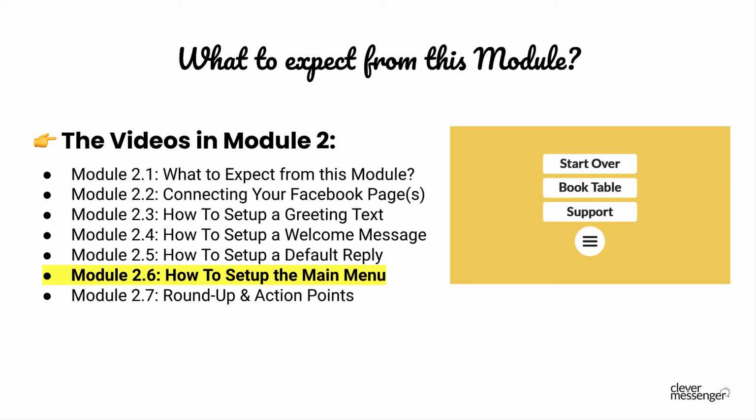Then in this video you're going to discover how to set up a main menu, a little hamburger menu that's visible at the bottom of your chatbot, and once people click on it, it will reveal a menu, basically with buttons that can lead to a website or can trigger other messages in your chatbot.